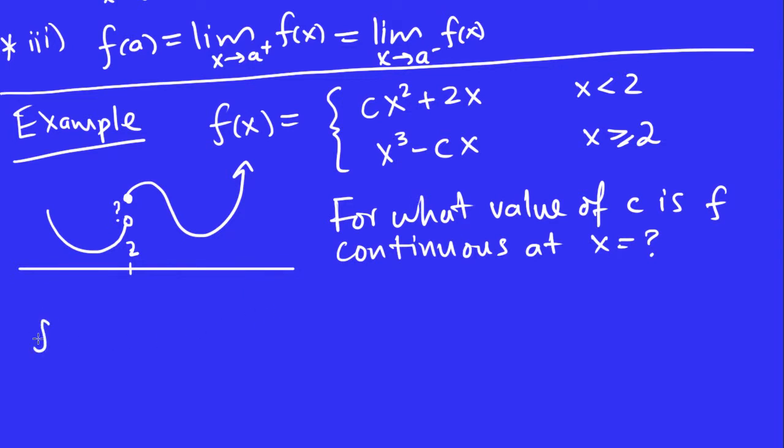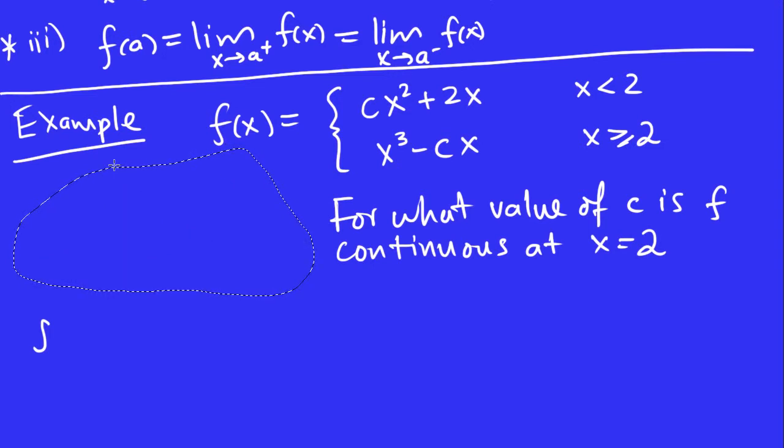Why don't we first find out... Whoops. I made a little mistake here. This should actually be 2, right? We want to know what value of c is f continuous at x equals 2. And this picture here, I just made that up, didn't I? So I don't know really how the graph looks, so I'm going to just erase that. But it gave us an idea of kind of the essence of the problem.